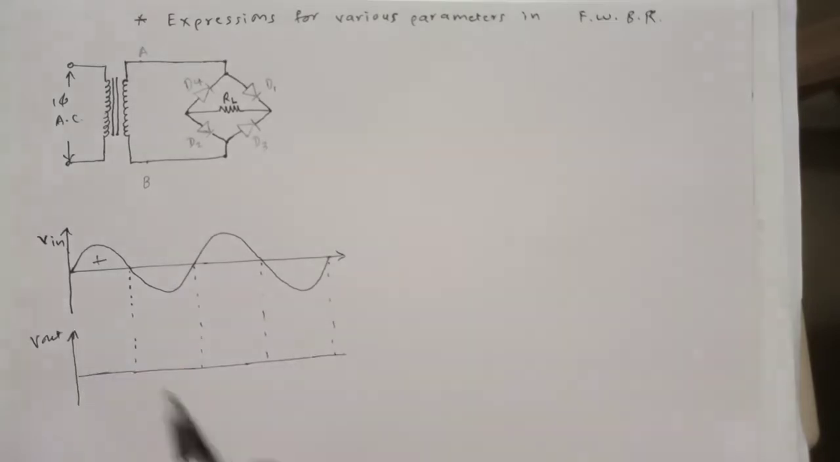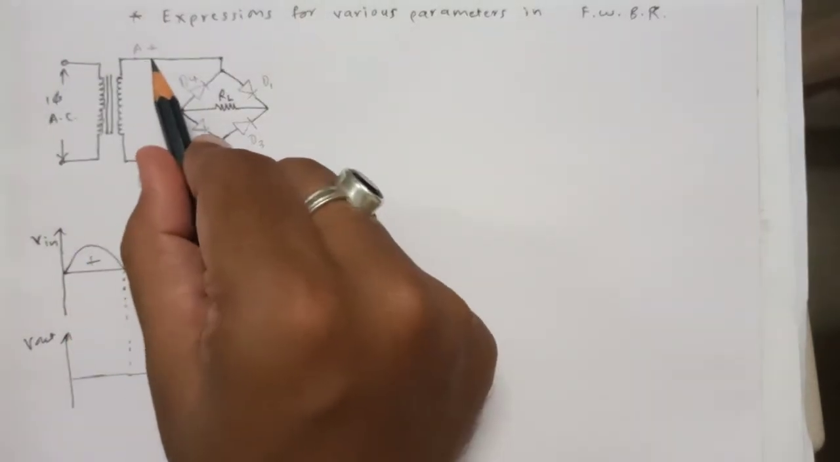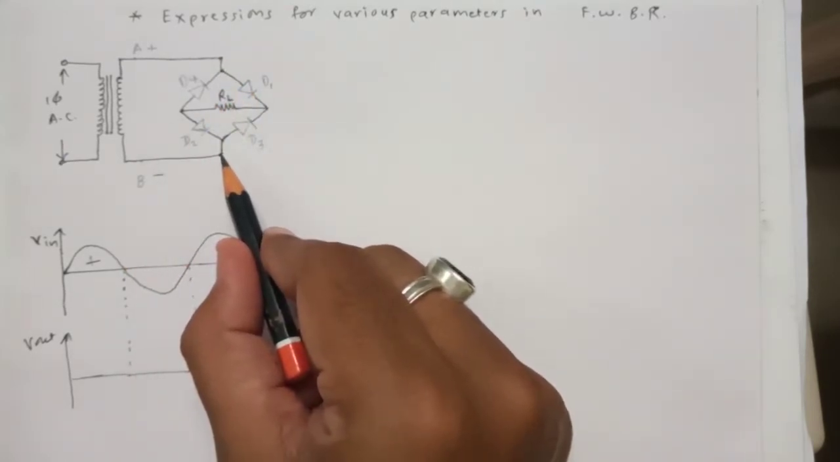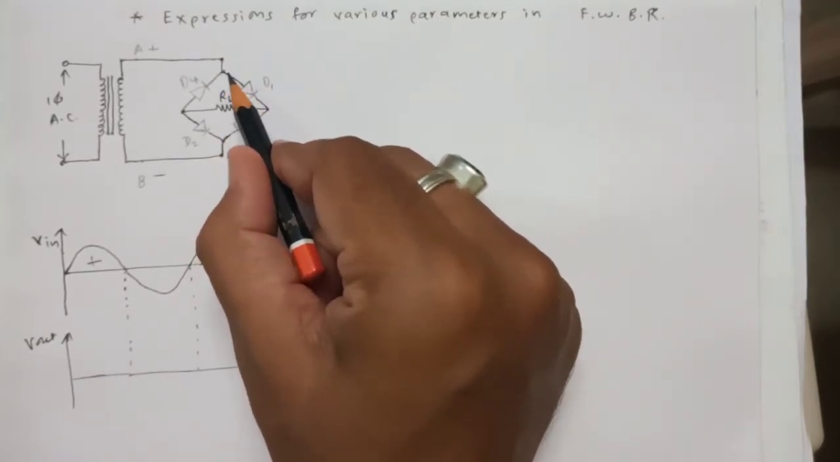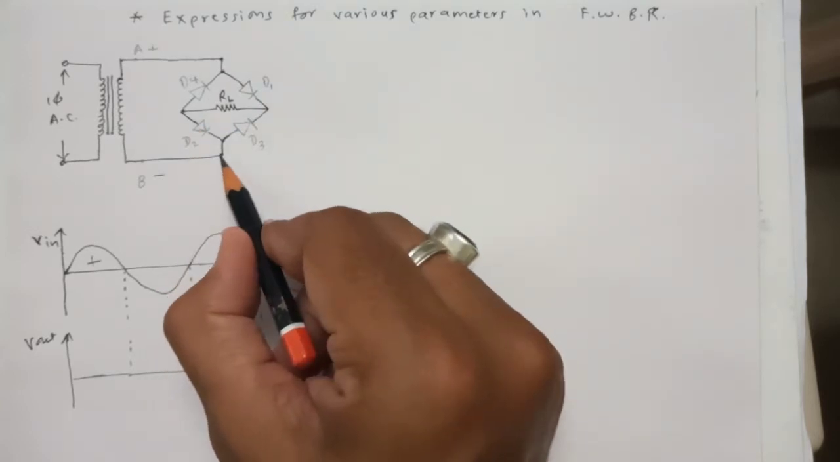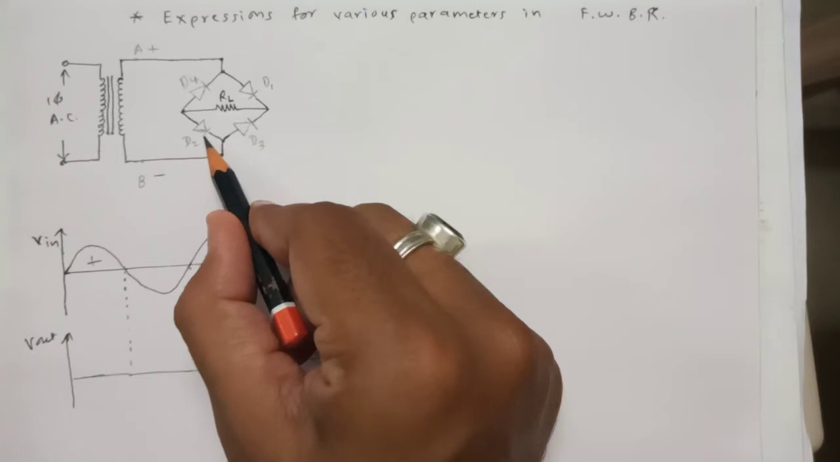During this first positive half cycle, what will happen? Point A will be positive with respect to point B. Due to this, the positive is getting connected here and the negative is getting connected here. As a result, the anode of diode D1 is connected with the positive end, and the negative end is connected to the cathode of diode D2.